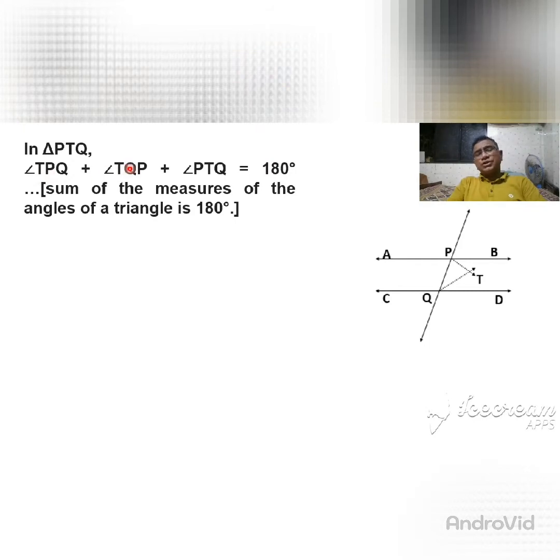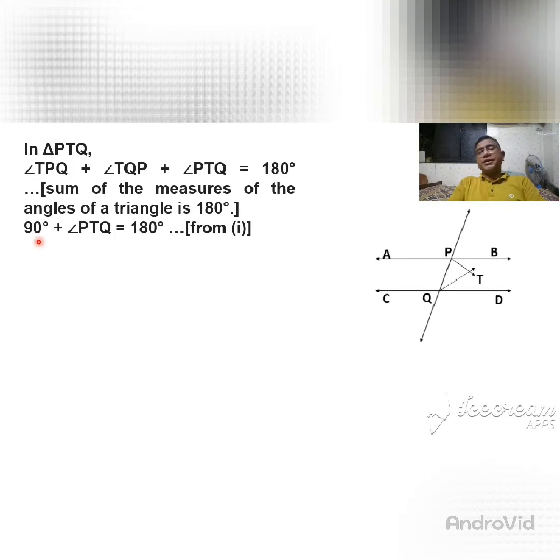TPQ plus TQP is 90 degrees, that is already proved here. So we are substituting the value there, it is 90 degrees, because TPQ plus TQP is equal to 90 degrees, that we proved already from equation 1 also. Then PTQ remains as it is, equal to 180 degrees, and we want to find out the PTQ value.